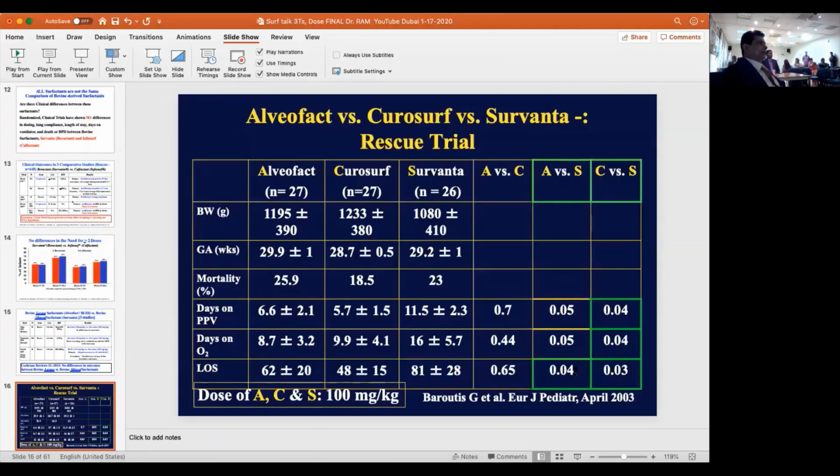There is only one study where they compared 100 milligrams per kilo of all three surfactants, Alveofact versus Curosurf. In this study from Greece, they showed even with 100 milligrams per kilo, the length of stay was shorter in the Curosurf group compared to Alveofact or Survanta: 62 or 81 days versus 48 days. Days on oxygen was also lower, 9.9 versus 16 days. Mechanical ventilation was also significantly lower when you compare Curosurf versus Survanta.